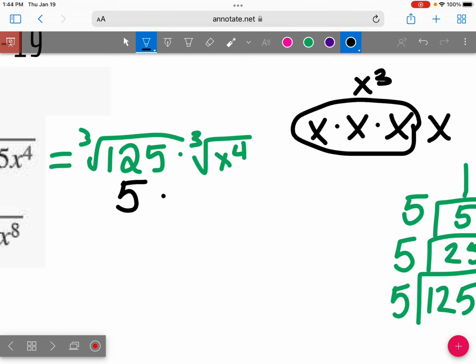Okay? So your final answer, 5x cubed, not x cubed, sorry. The cube goes with the root. 5 times the cube root of x. Okay?